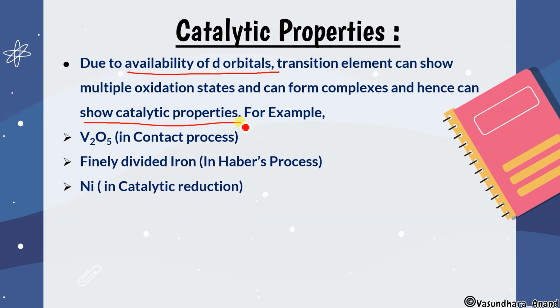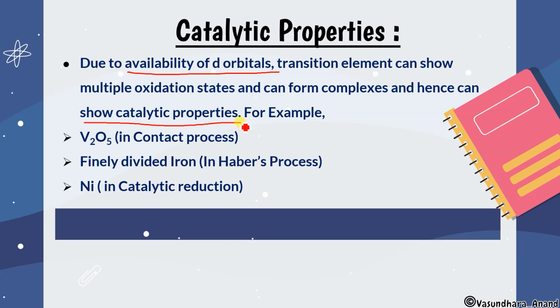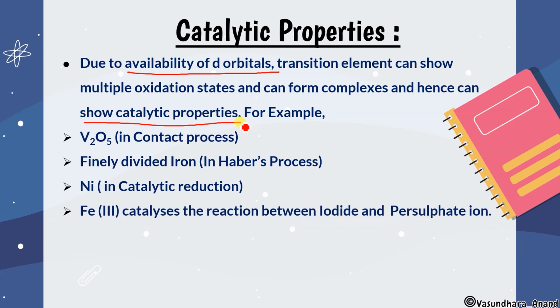Ni in catalytic reduction, we have already done even in class 10th. This is called hydrogenation. We can do it in presence of nickel, platinum or palladium, and all three are transition elements. Fe+3 also acts as a catalyst, and it catalyzes the reaction between iodide and persulfate ion. This is a type of titration called iodometry. That is not in our syllabus, but if you want to learn it as extra, we can go through it in the further slides.